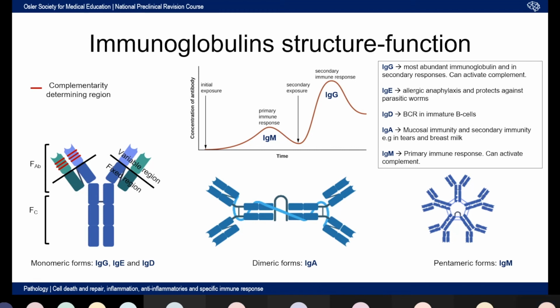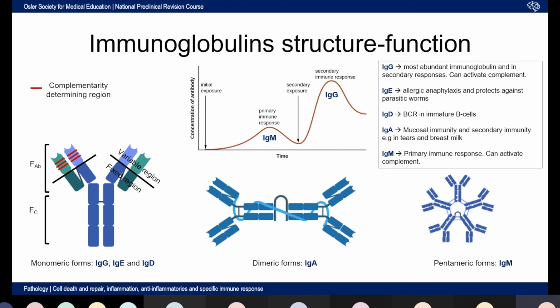Now, I've left a box there, which illustrates all the important functions of each of them, and they are tested in the exam, and it's quite easy marks if you just memorize them. Essentially, IgG is found in secondary immune responses almost always, and that's the high affinity one, and it's the most abundant one in the blood. Then IgE is anaphylaxis, which is when we talked about mast cells, that's what it was responsible for. IgD isn't very well understood.